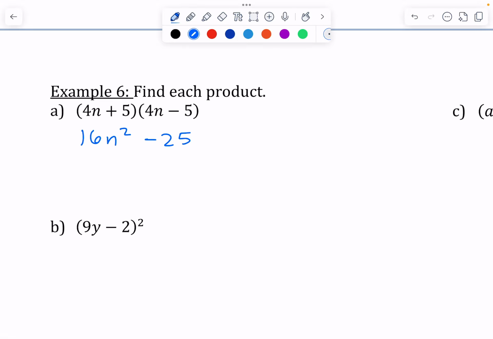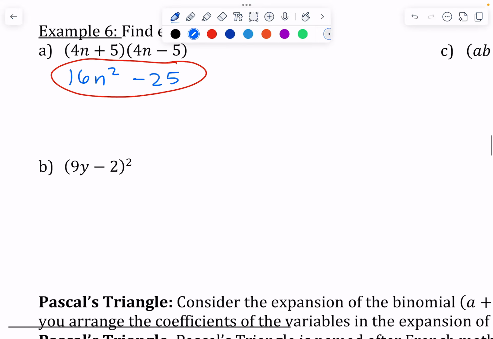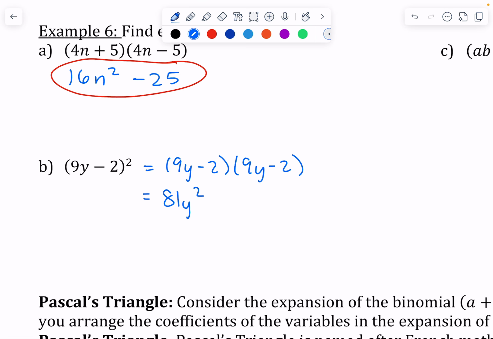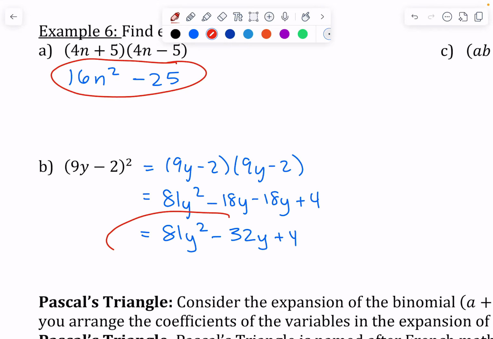So what we're left with is the final product, okay? Moving on to B, this is 9y minus 2 squared, which is equivalent to 9y minus 2 times 9y minus 2. 9y and 9y give you 81y squared. Negative 2 and 9y give you negative 18y, and that will appear twice, which is why we could multiply by 2 to get the middle term, which I don't always do. And then combining these like terms, you would get negative 36y and plus 4. So that's the final answer there.